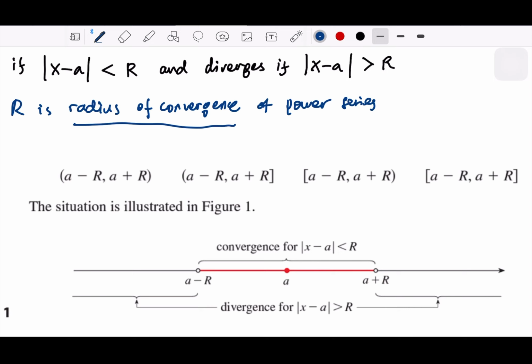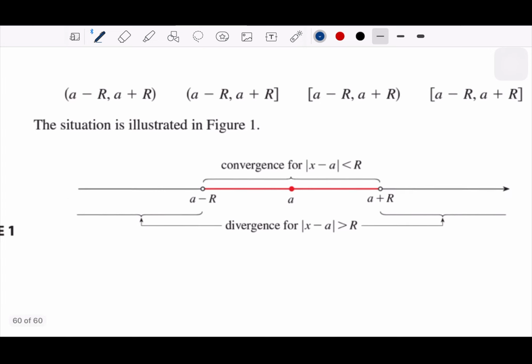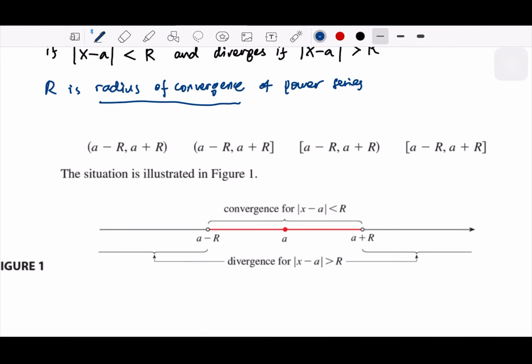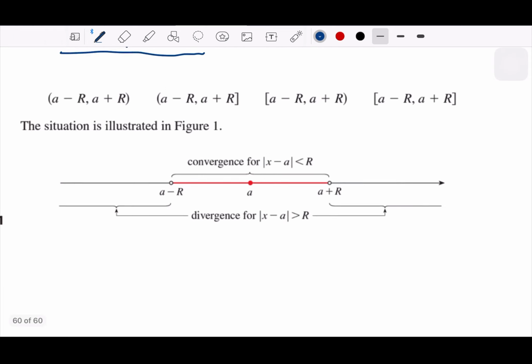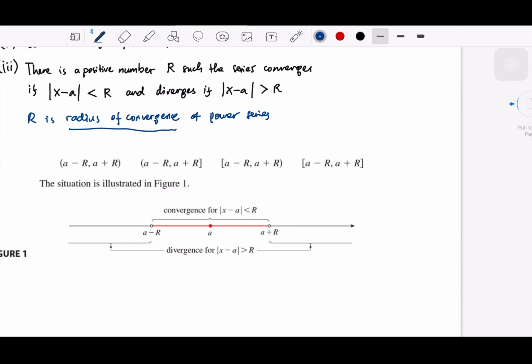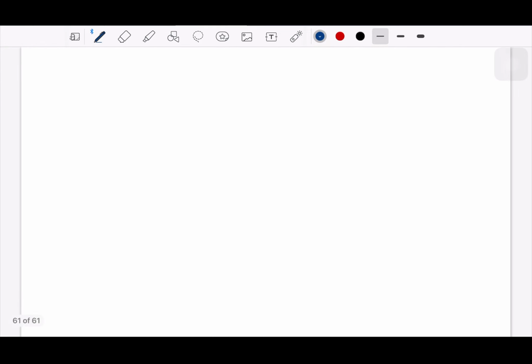And in more practical terms, there are several series that we can take a look at to see how the radius and the interval will be. Okay, let me go through the next one.